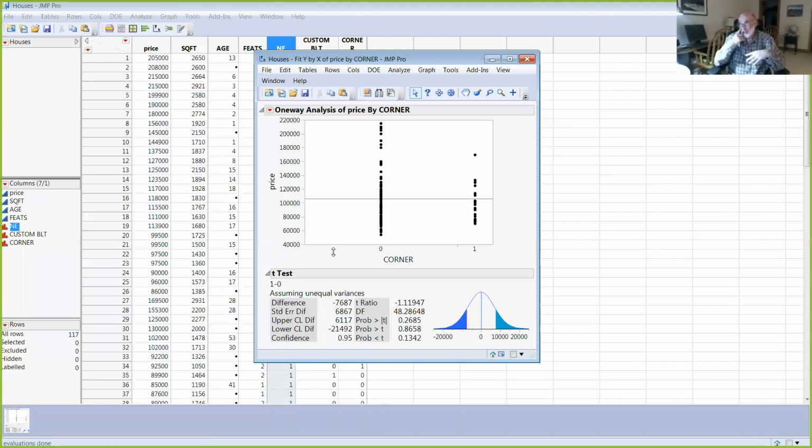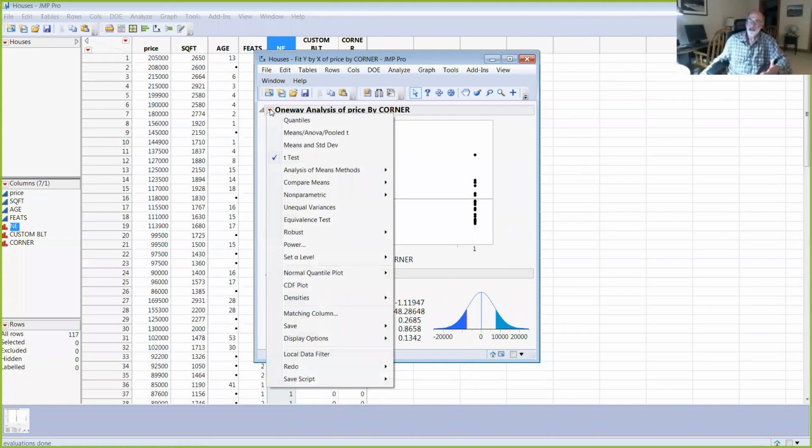So does having a house on the corner increase or decrease the value? We're unable to say we have enough evidence to pick that signal out from amidst the background noise. And the reason is not so much that the means are close together. 7,700 is a fair amount of difference between the two means. It's more that the background variation is so large that we're unable to confidently conclude that the means are different.